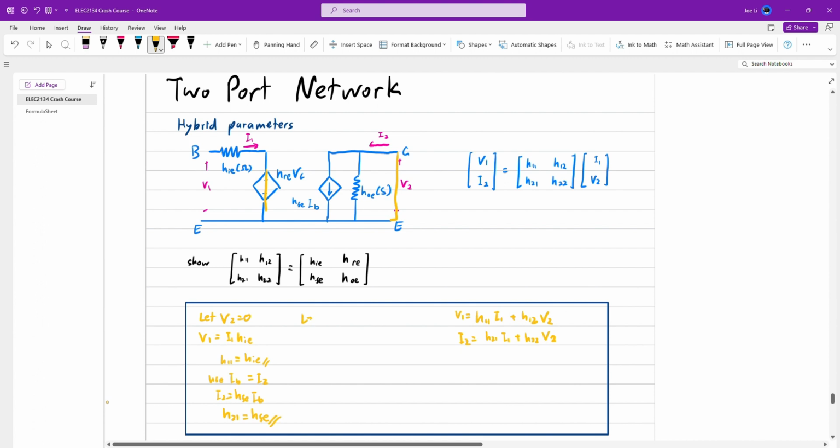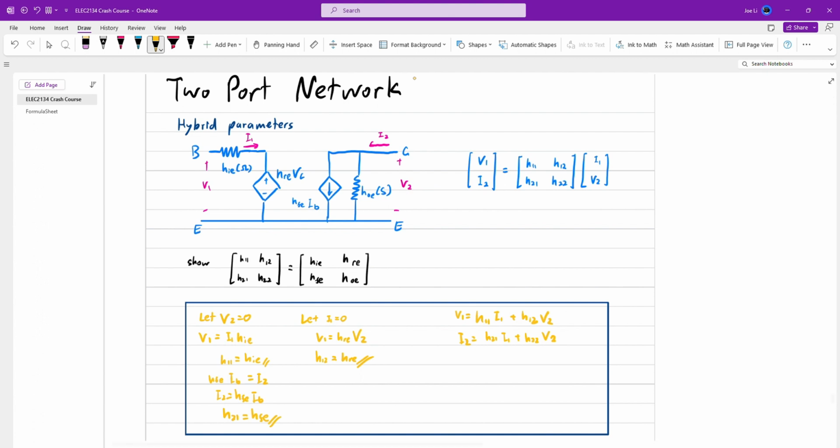Okay, now let's make I1 equal 0 because we want to do that. Let's erase this. So there's no current going in here. Now, if there's no current going in here, we can immediately say that V1 is equal to HRE VC. And VC is technically V2, so we can just say V2. That looks really familiar. It looks like V1 is equal to H12 V2. So H12 is equal to HRE.